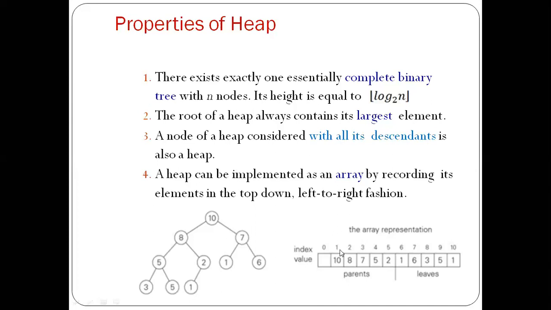You can see the index starts from 1, but you can even store from 0, no problem. It should be in an array, which means continuous memory locations. So it will be stored from index 1 to 10: 10, 8, 7, 5, 2, 1, 6, 3, 5, 1. Those elements are stored in the array. This is the representation of a tree in an array.